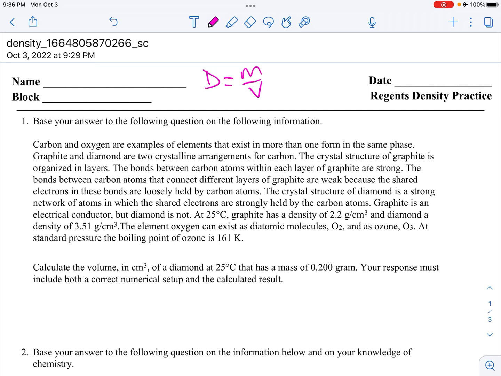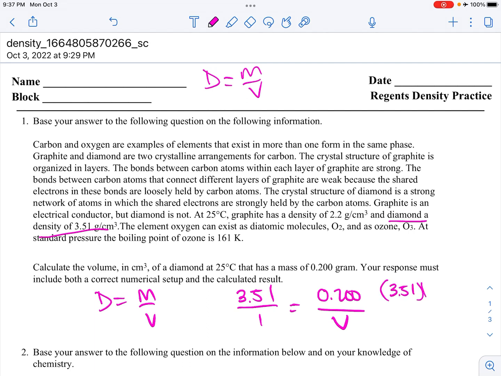Okay, so first of all, density equals mass over volume. We're talking about diamond, so look in the reading. So talk about the density of diamond. Diamond has a density of 3.51. 3.51, I'm going to put it over 1. And we're looking for volume, and so the mass is 0.2. So there's my correct numerical setup, but then it also requires an answer.